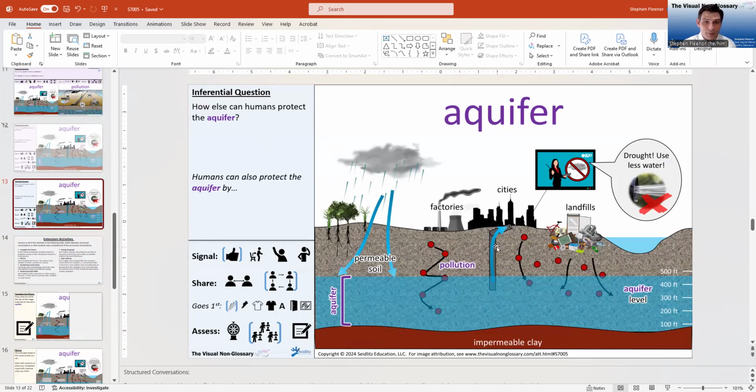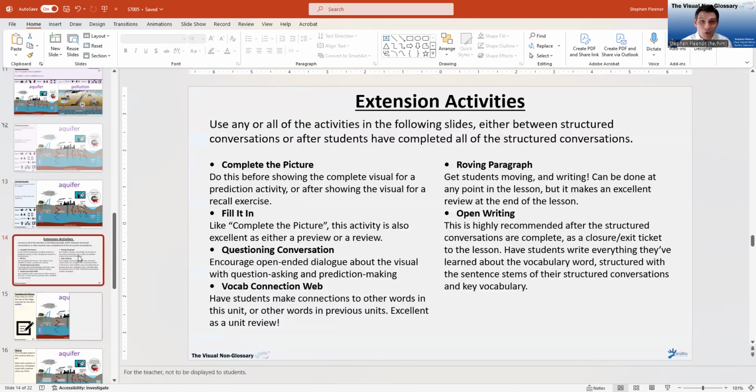So the Visual and Glossary provides multiple opportunities for students to use key vocabulary words verbally in small groups and in the whole class environment in context in a safe and supportive way. Also, every single lesson plan within the Visual and Glossary comes with a whole host of extension activities that can be used before, during, or after the lesson, or at the end of the unit.